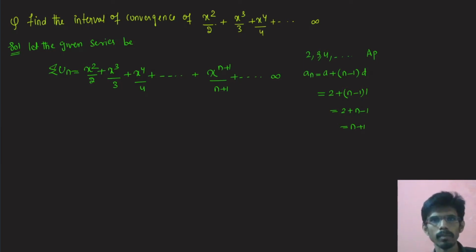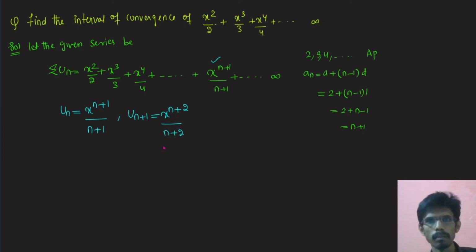Now the nth term of the series will be this term. This is the nth term. Here un value is x power of n plus 1 upon n plus 1. Now we got un. I'll find out the next term un plus 1. Un plus 1 will be the next term, that will be x power n plus 2 by n plus 2. Replace this n by n plus 1, we will get x power of n plus 2 by n plus 2.